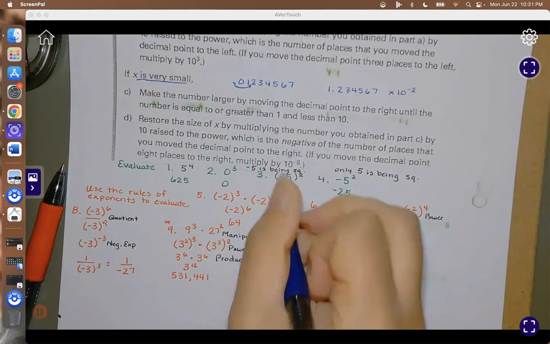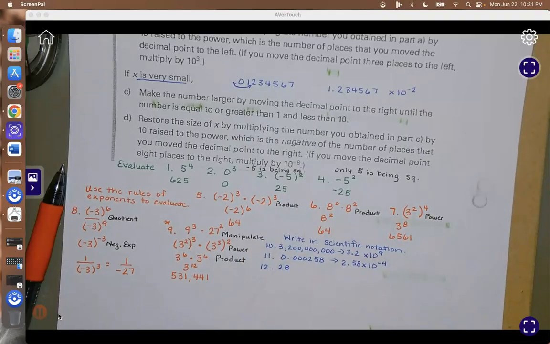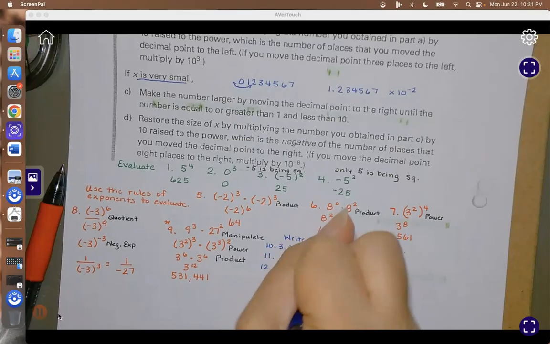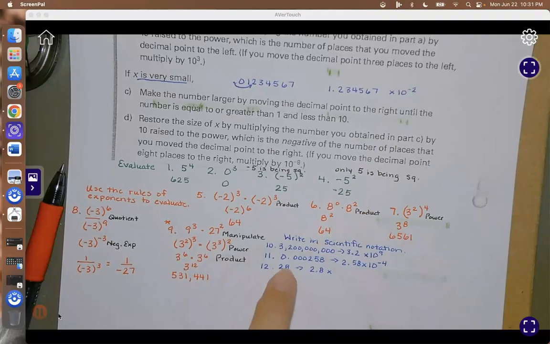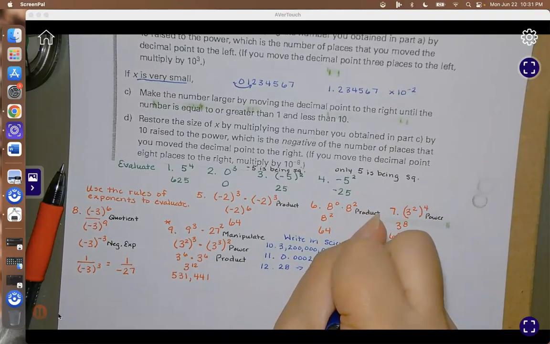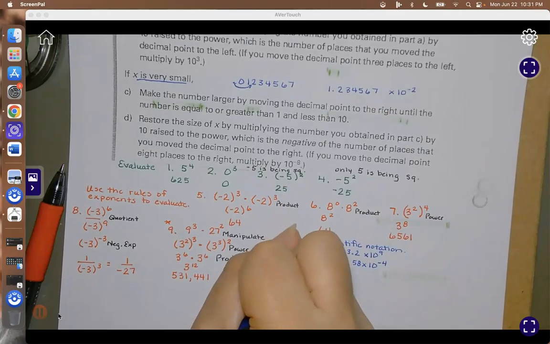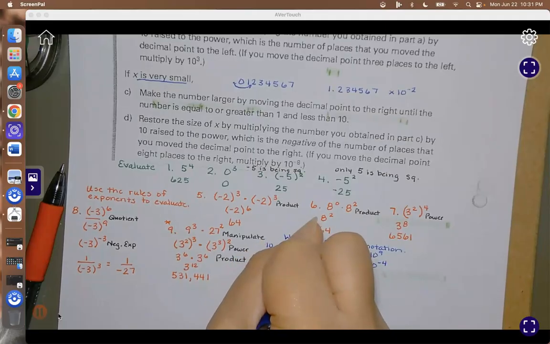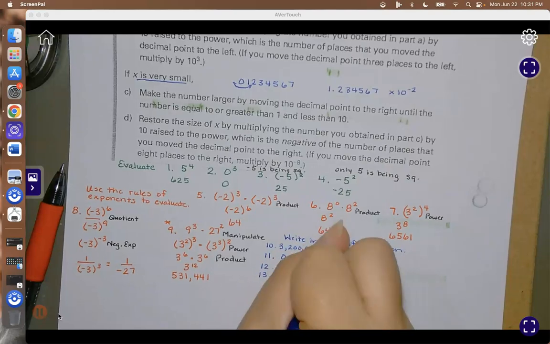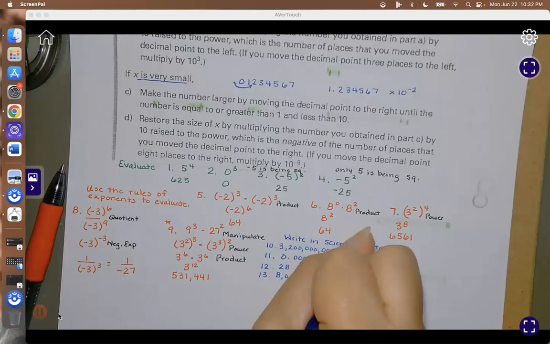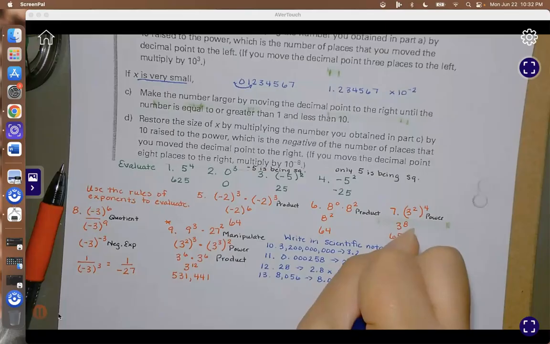All right, next we have 28. To put that in scientific notation, one number in the front, 2.8. How many places did we move it? Just 1. Next, 8,056. So we have 8.056, and we moved it 3 places.